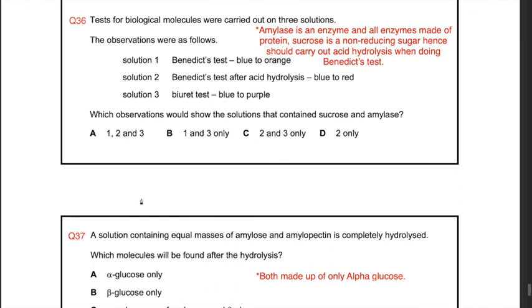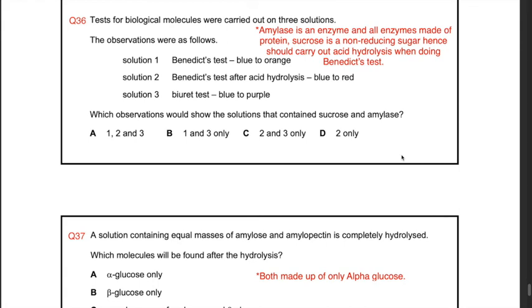Question 36. Tests for biological molecules were carried out on 3 solutions. The observations were as follows. Solution 1. Benedict's test blue to orange. Solution 2. Benedict's test after acid hydrolysis blue to red. Solution 3. Biuret test blue to purple. Which observations would show the solutions that contain sucrose and amylase?